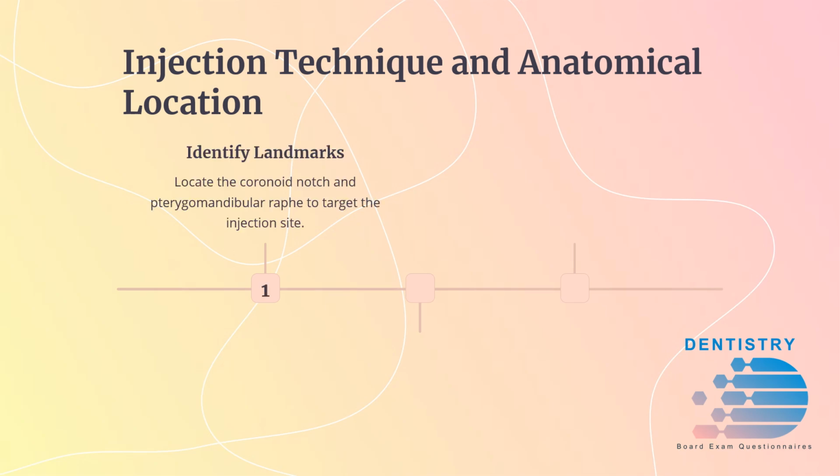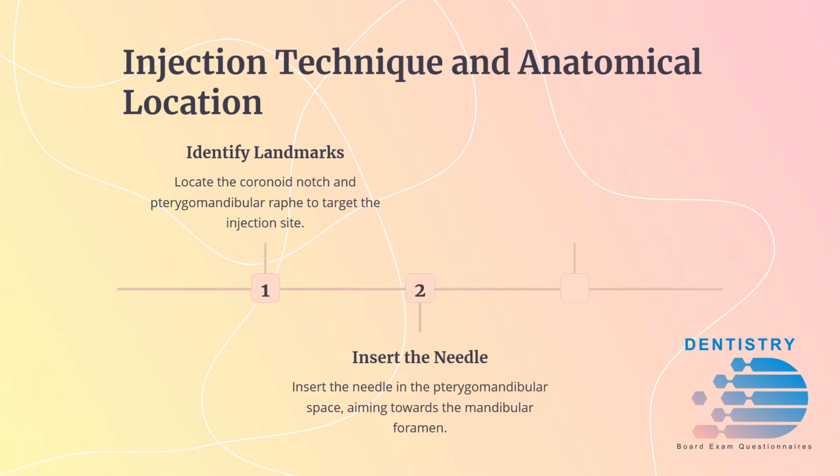First, we need to identify landmarks. Locate the coronoid notch and pterygomandibular raphe to target the injection site. Second, insert the needle in the pterygomandibular space, aiming towards the mandibular foramen.